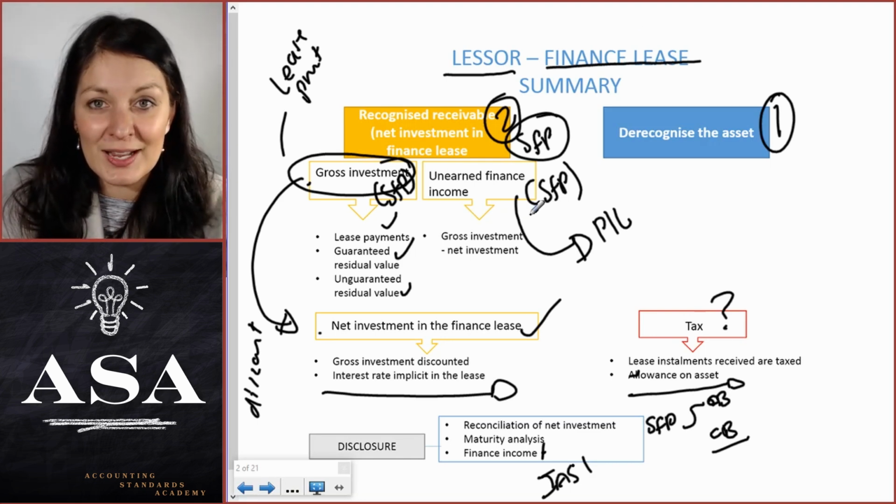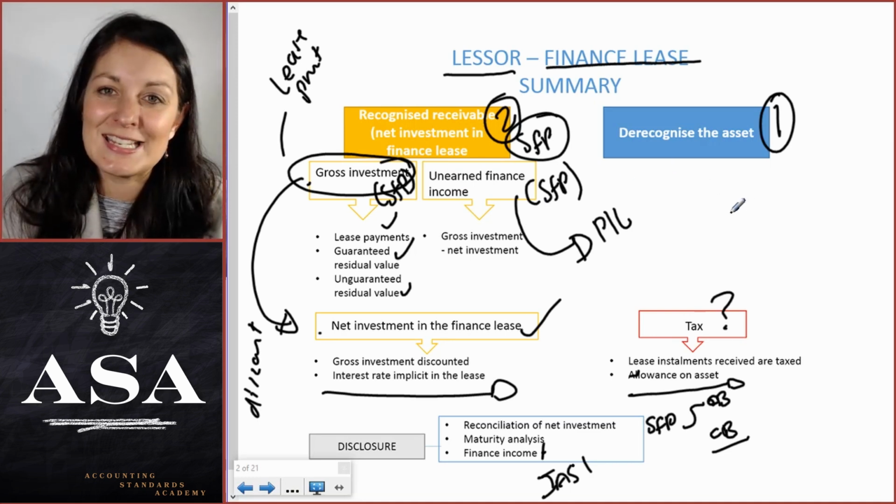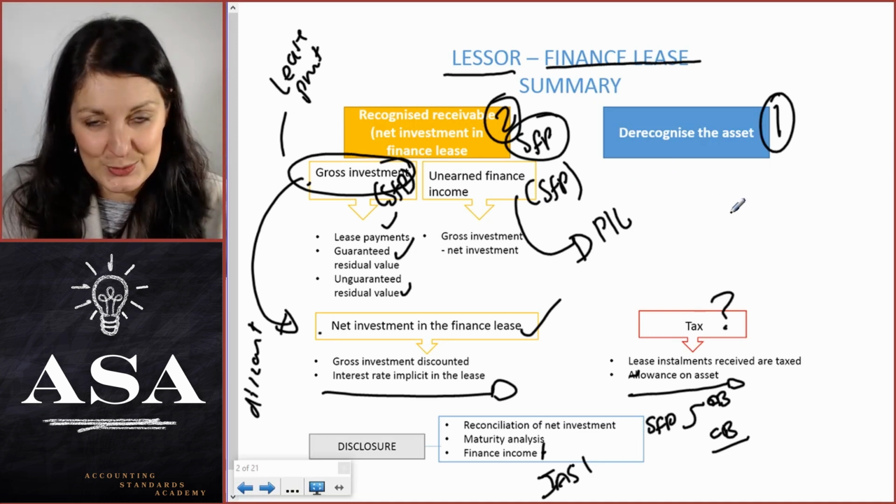And that gives you a nice short and sweet version of how to account for a finance lease in the records of a lessor. Thank you.